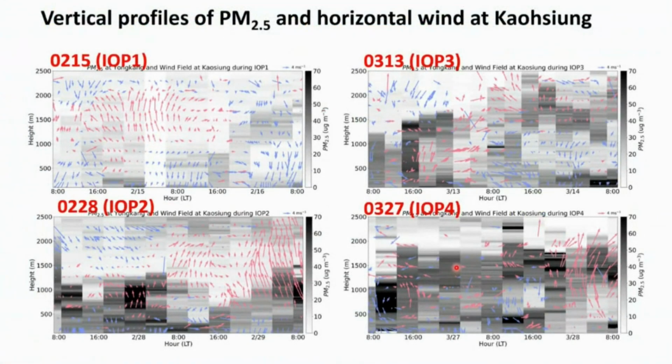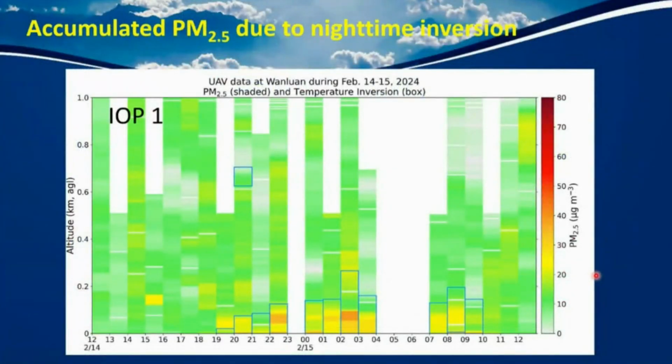I can also produce this for other IOPs, but as you see, it is very complicated. IOP1 has a lower PM2.5 concentration. For IOP4, we have a very high PM2.5 concentration, and there are several cyclonic circulations in the vertical structure. I would like to say this area is very complicated. Different IOPs have different wind characteristics, but all of the IOPs tend to have a nighttime inversion.